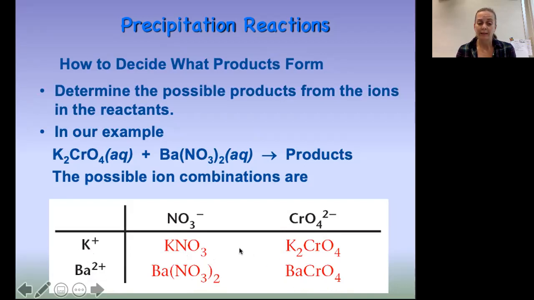So in this case, if we wind up with potassium chromate and barium nitrate, we're just back where we started. So we know that they're going to switch partners. We're going to have potassium nitrate and barium chromate.